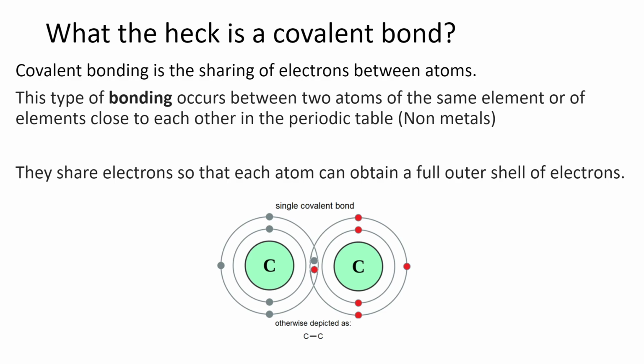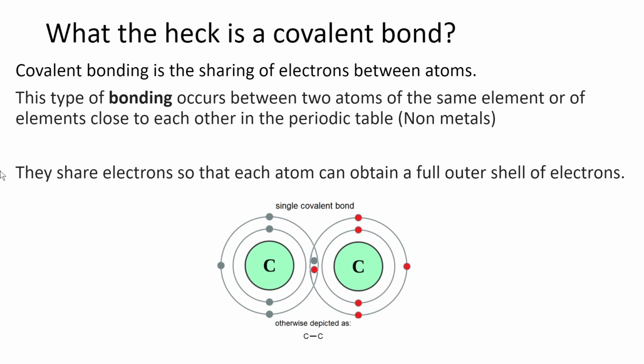Covalent bonding is the sharing of electrons between atoms. That's what every bond is. You share electrons. Well, in ionic bonding, you trade electrons, but I guess that's still a type of sharing. But in a covalent bond, the electrons belong to both of the atoms in the bond. This type of bonding occurs between two atoms of the same element, or elements close to each other in the periodic table, normally nonmetals, and they share electrons so that each atom can obtain a full outer shell of electrons.